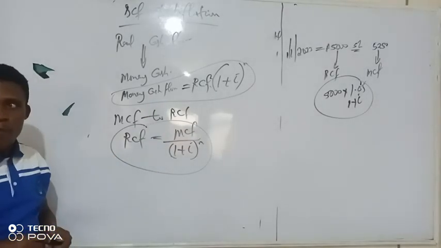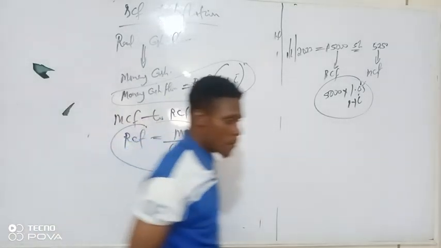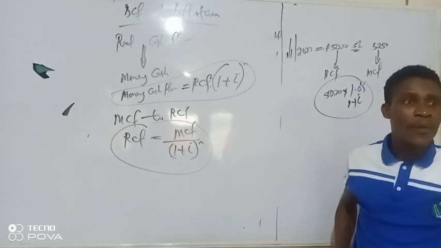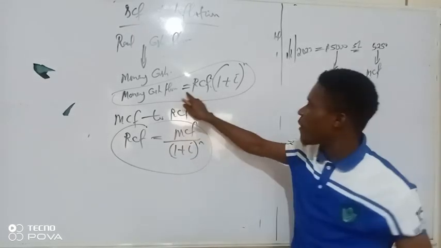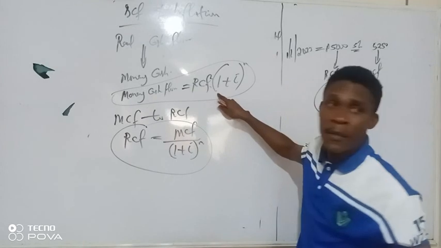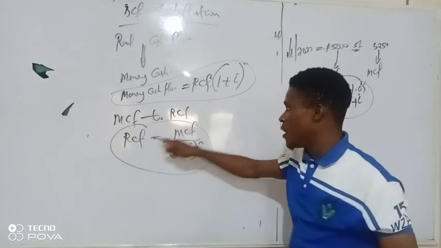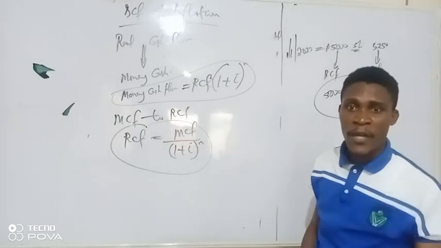So the question indicates the type of cost of capital we have. Of course, we are clear. If you want to convert your real to money, use this formula. If you want to convert your money to real, this is your formula. Question.